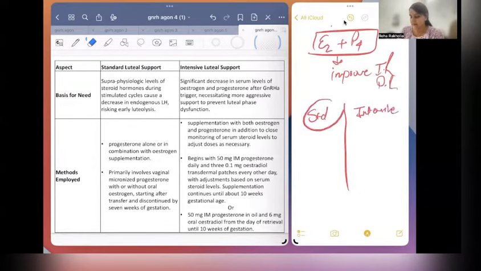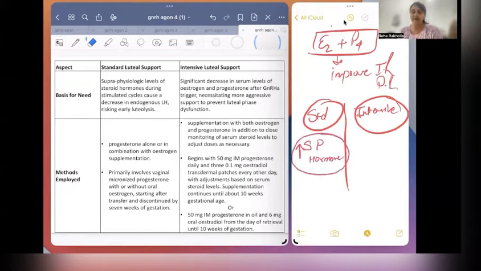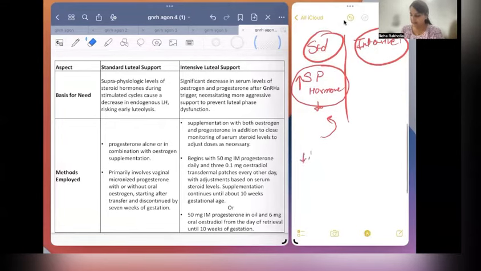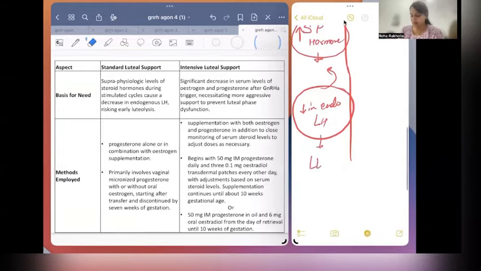In standard, the supraphysiological hormone levels are higher, because we are giving so many drugs, gonadotropins and all. This supraphysiological hormone level will have a negative feedback effect on the hypothalamus and pituitary. So there will be a decrease in endogenous LH, so endogenous LH will be low. Because of this, there will be luteolysis.